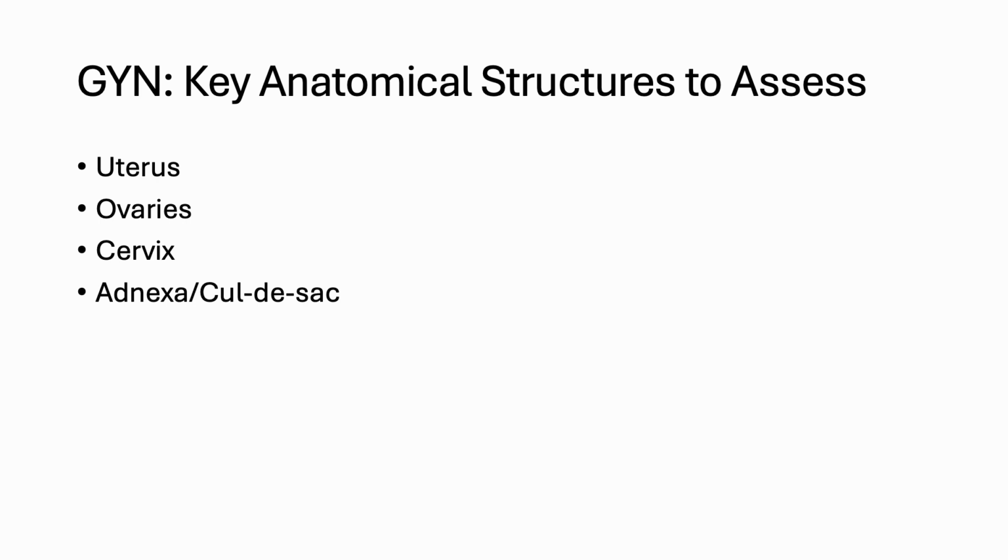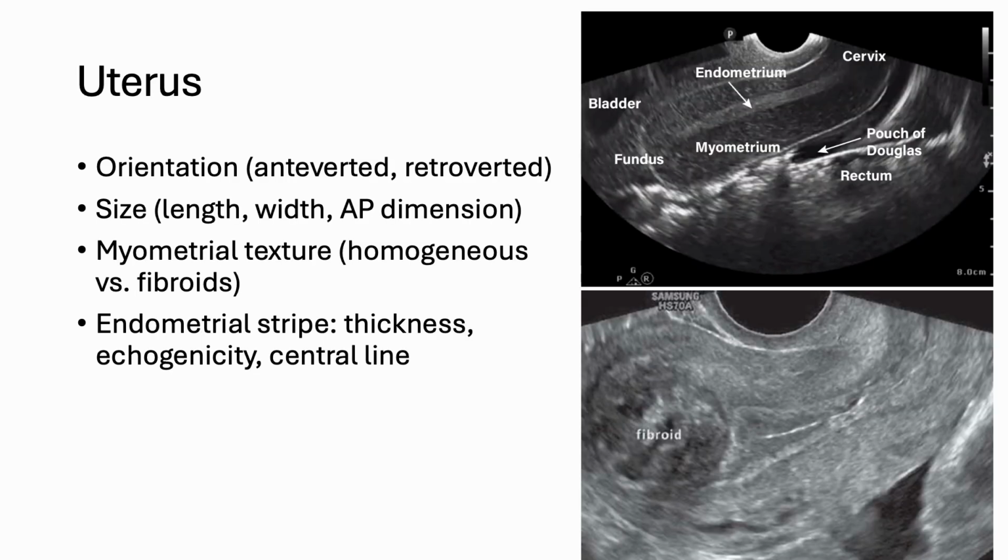So we want to look at the key structures: the uterus, the ovaries, the cervix, and the adnexa or the cul-de-sac. When we're looking at the uterus, we look at the orientation. Is it anteverted, retroverted? The size, we want to measure the length, the width, AP dimensions, the myometrial texture, so it could be homogeneous, or you could locate a fibroid. You can see in the bottom image there is a fibroid. And then looking at the endometrial stripe, what is the thickness, what is the echogenicity in the central line.